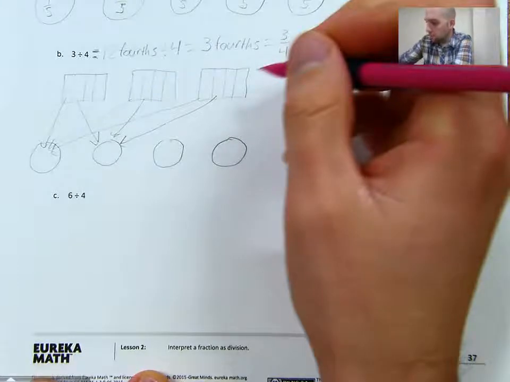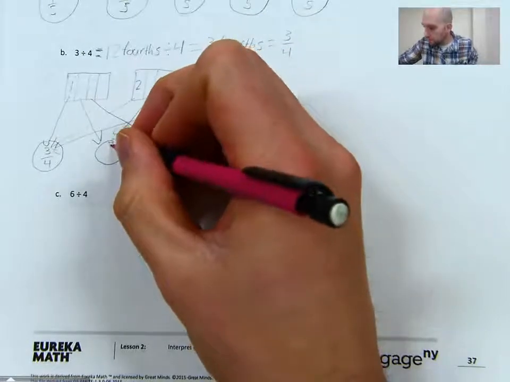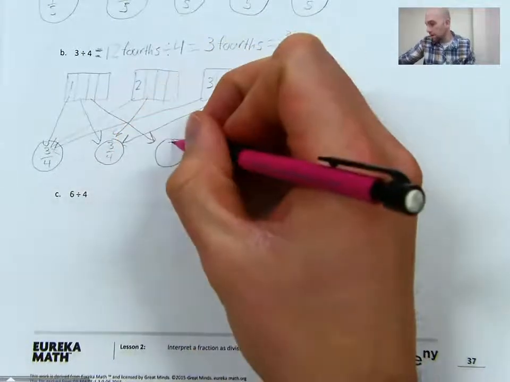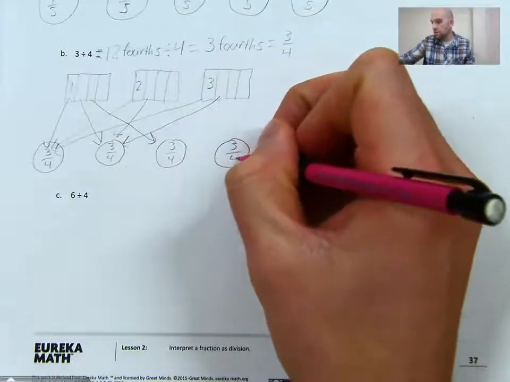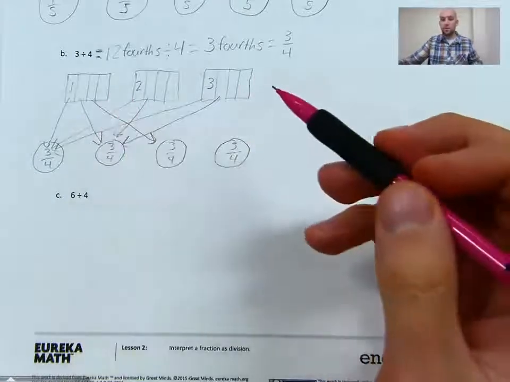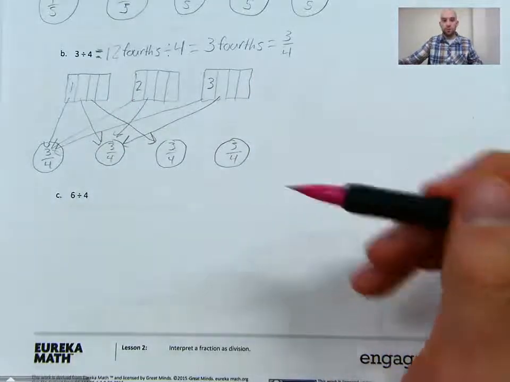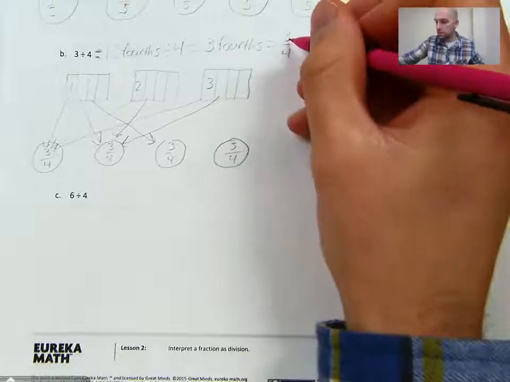So here I have 1, 2, 3 fourths going into this group. I know I'll have 3 fourths going into this group. I'll have 3 fourths going into this group, and I'll have 3 fourths going into this group. So when I divide three wholes into 4 groups, I get 3 fourths in each group. 3 divided by 4.